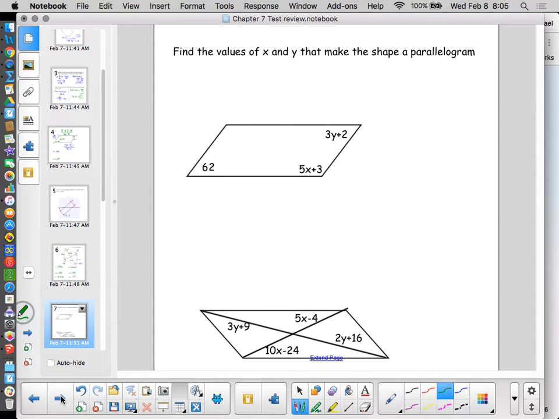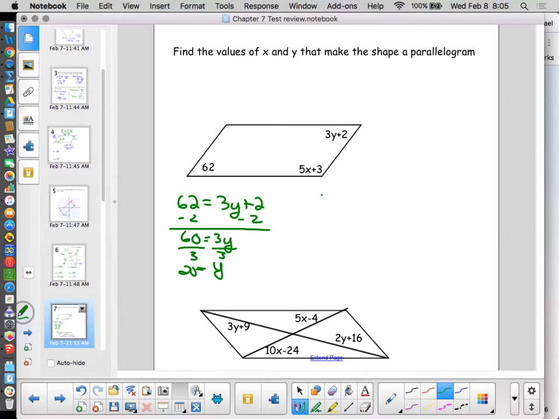Find the values of x and y that make the shape a parallelogram. Okay, well, I can set up for either one. Which would you like to set up for first, x or y? Y is probably the easier one because opposite angles are congruent. So 62 equals 3y plus 2. When we do our algebra, 60 equals 3y, so y equals 20.